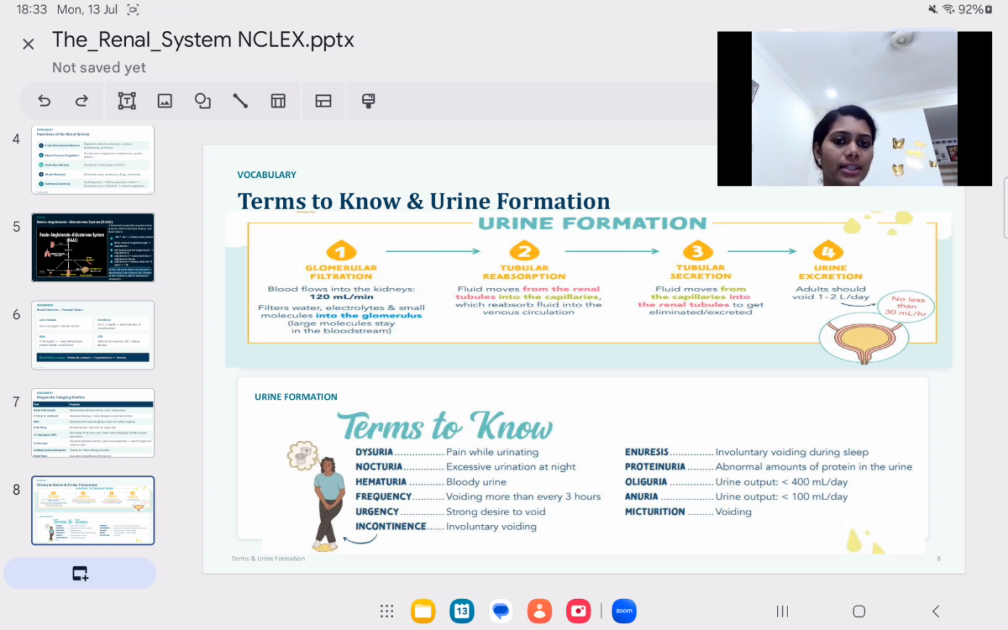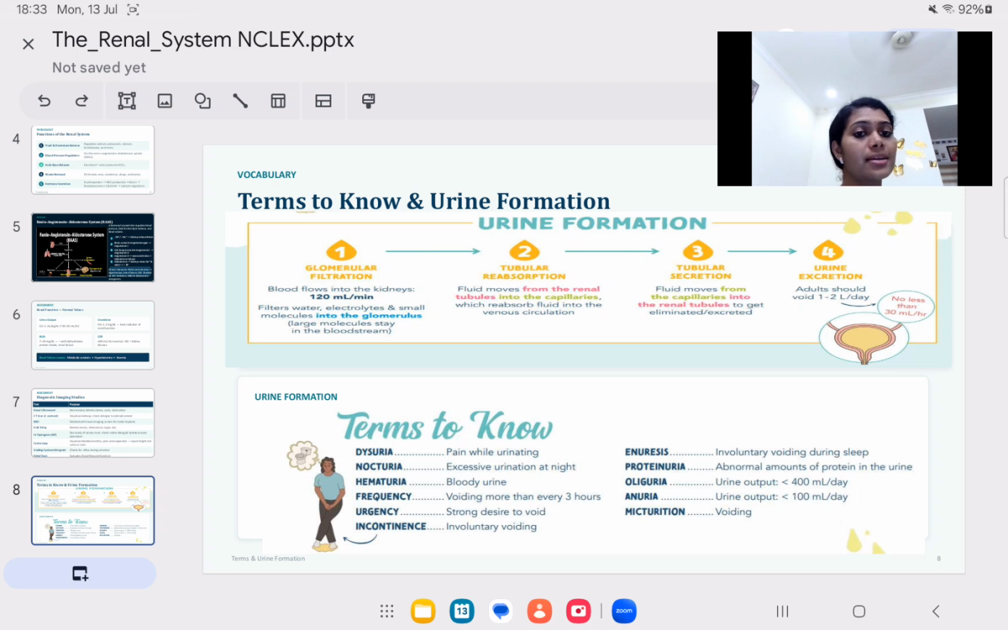And we all know regarding the urine formation, first the glomerular filtration is taking place. Then tubular reabsorption: the tubules are reabsorbing all the electrolytes, water and substances. The fluid will be moved from the renal tubule into the capillaries, and the fluid is reabsorbed.